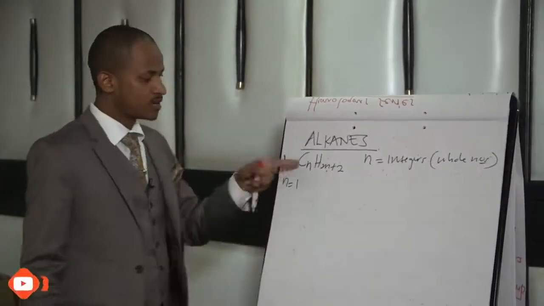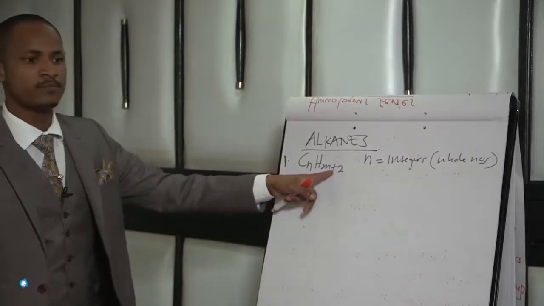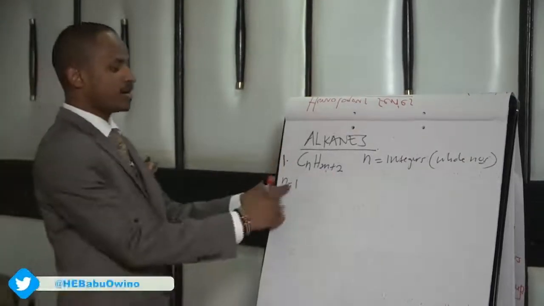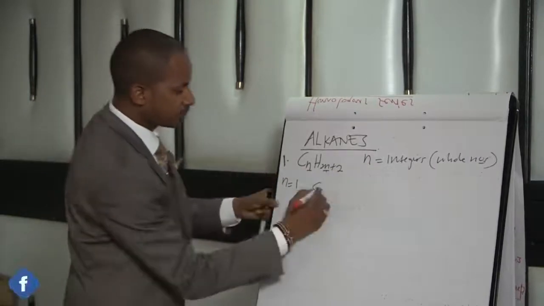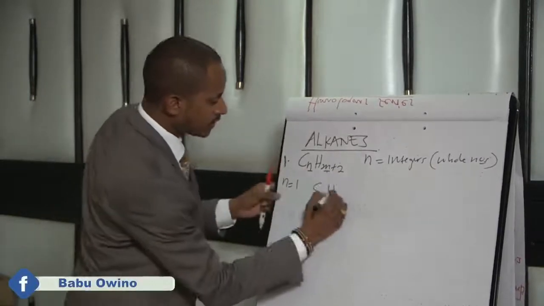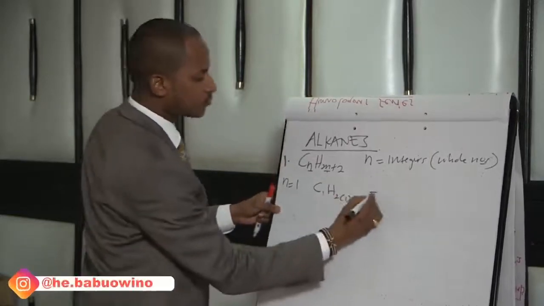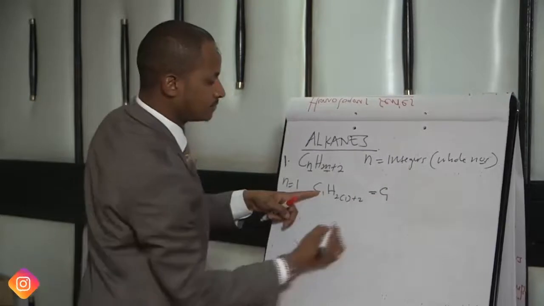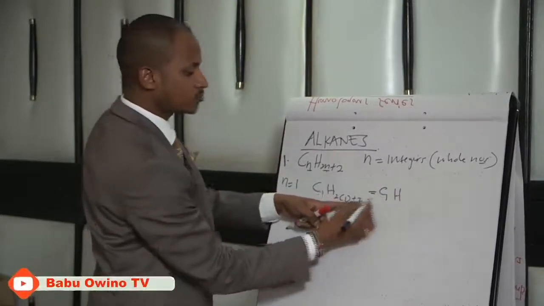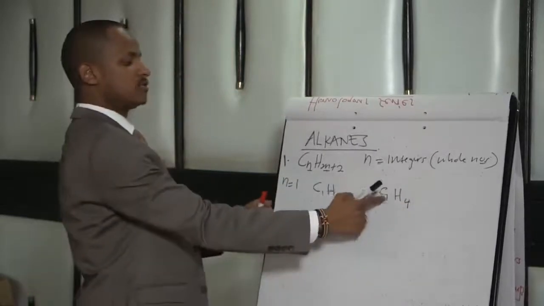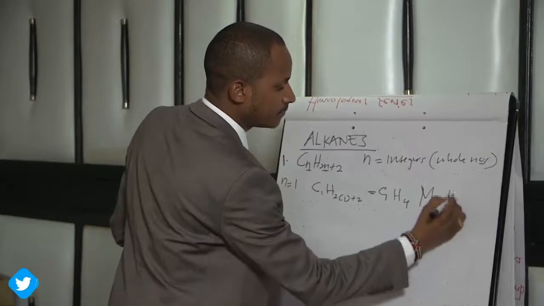When our n is 1, we simply replace it in the general formula CnH2n+2. So when n is 1, you replace n as 1, that is C1. Then H is 2 times 1 plus 2. 2 times 1 is 2, 2 plus 2 is 4. C1H4 is methane.